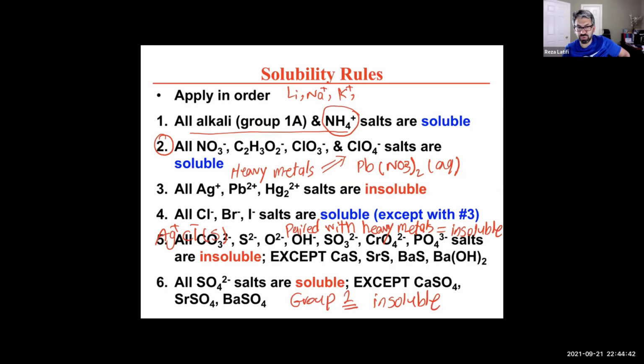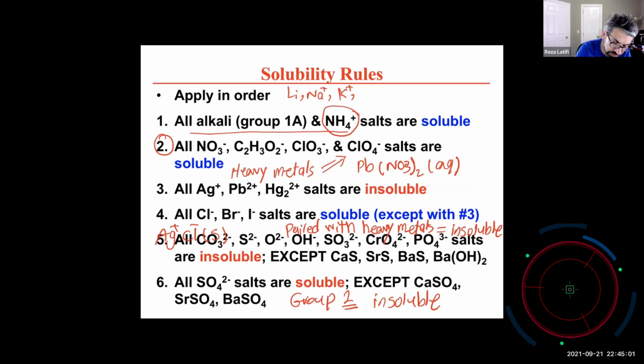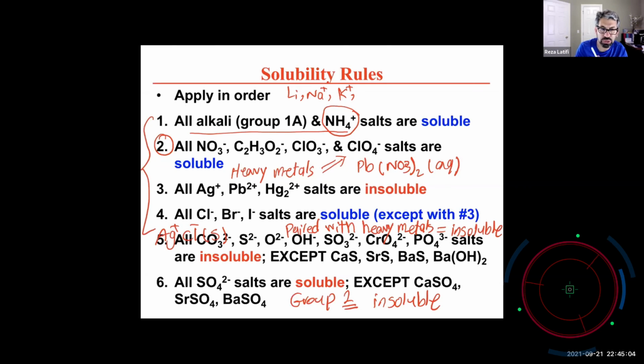I don't expect you to know 5 and 6 when it comes to the exam. I will try to avoid 5 and 6. But for the online assignments, because you do have access to the slides, you can look at the slide and figure out whether you are dealing with a soluble compound or not. But for the exam, I want you to know 1 to 4. Okay, 1 to 4, you need to know them for the exam.